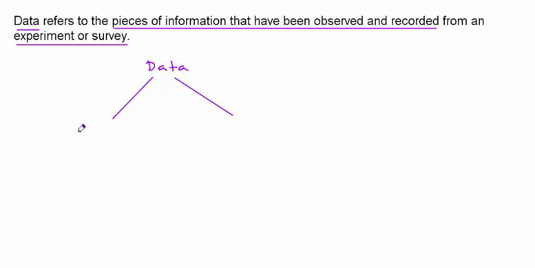The word data refers to the pieces of information that have been observed and recorded from an experiment or survey. There are two types of data. One is called the primary data, also called the raw data, and it refers to the data that is actually collected.